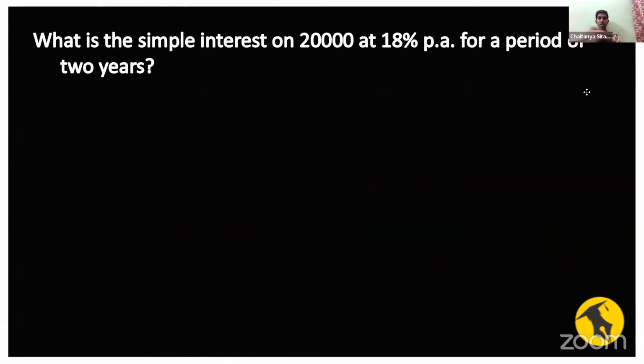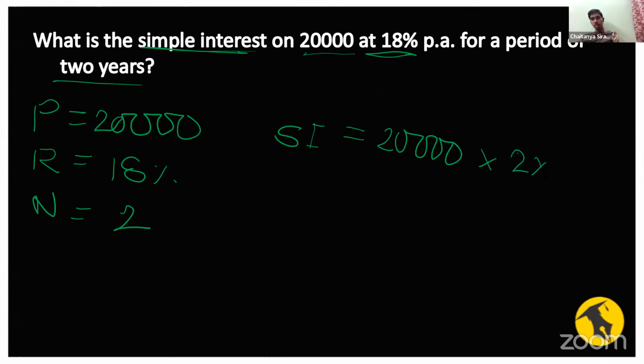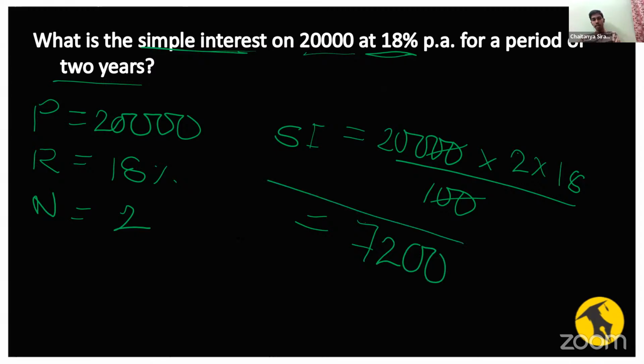Okay. First question, a very direct one. What is the simple interest on 20,000 at 18% per annum for a period of 2 years? So my principal is 20,000, rate of interest is 18%, and number of years is 2. So simple interest is nothing but 20,000 into 2 into 18 by 100. I cancel out these two zeros. It will be 18 into 2 into 2. That will be 7200. All right, this is my simple interest for 2 years.